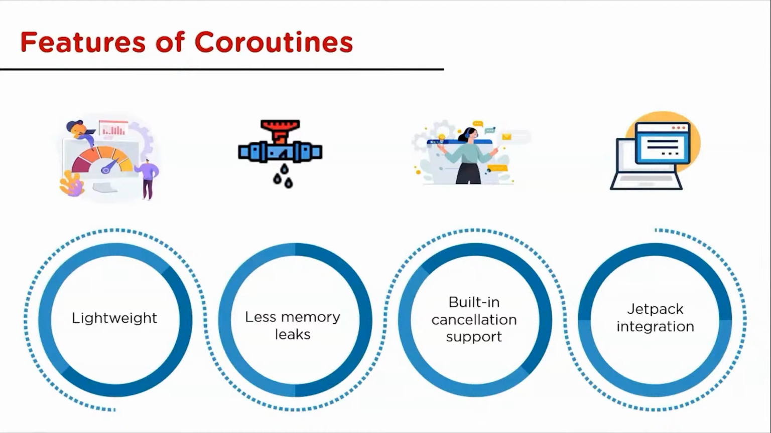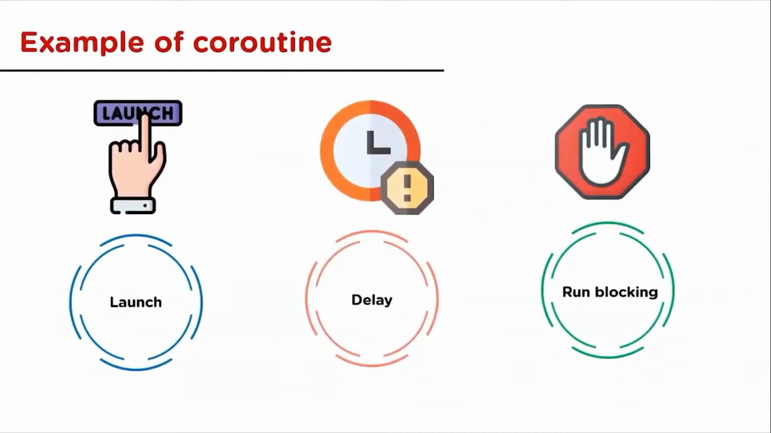Now let's understand an example of coroutines. But before that, we have to understand some terms of coroutines, which are launch, delay, and runBlocking. First is launch. Launch is a coroutine builder. It launches a new coroutine concurrently, that is, without blocking the current thread. It is automatically cancelled when the resulting job is cancelled, and it doesn't return any result.